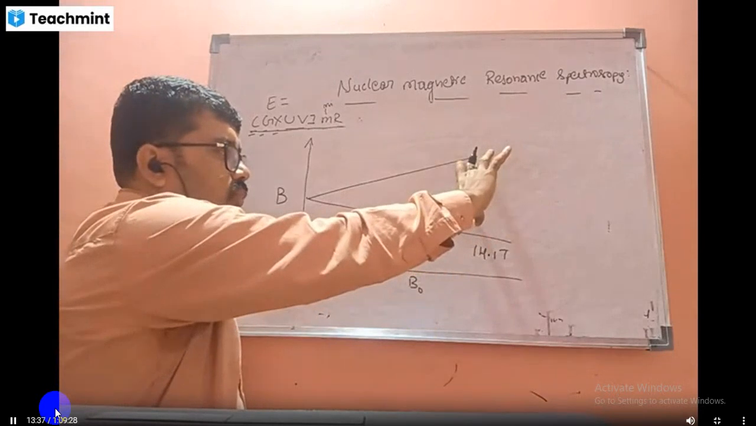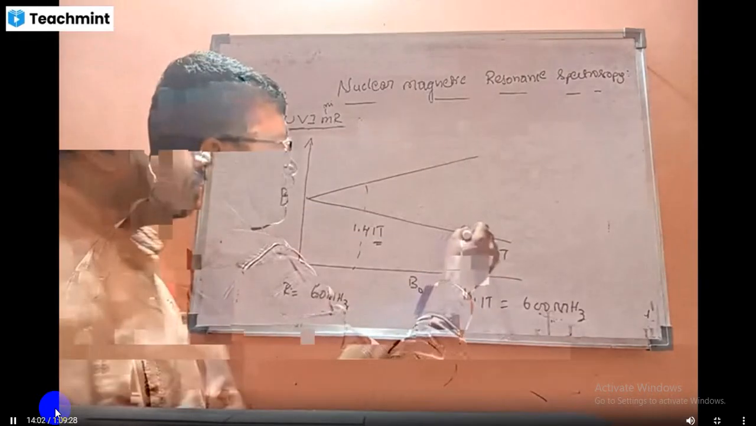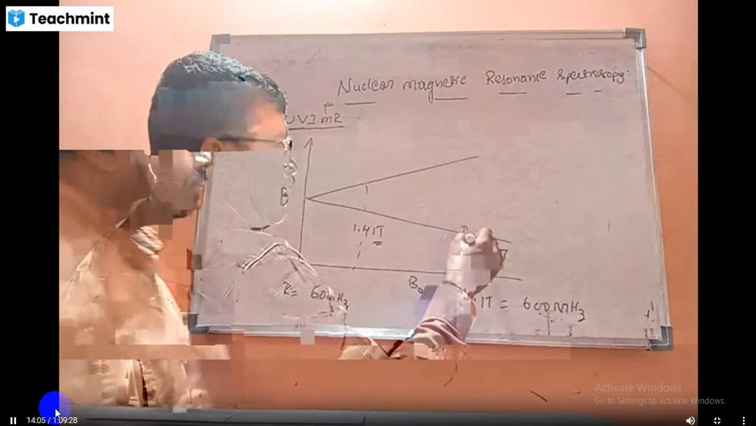What radio frequency is required in this 1.4 range? 60 megahertz is enough in the 1.4 Tesla. And at 14.1, that is 10 times, 600 megahertz radio frequency is required to flip alpha to beta. The split is here. The radio frequency required here is 60 megahertz. But here, only 60 megahertz is enough. The radio frequency required in this state is 60 megahertz.